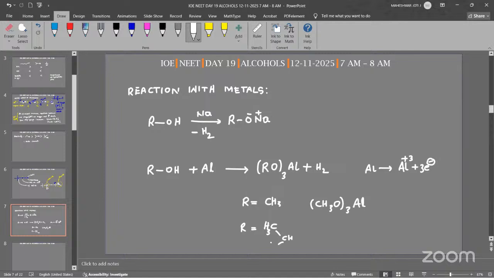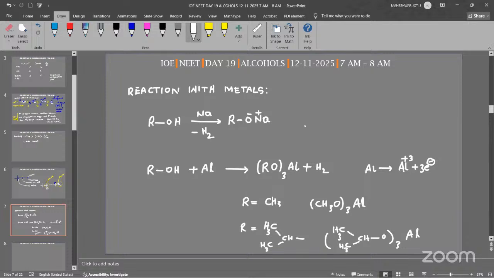CH3, CH3. This is isopropyl. Then it gives CH3, CH3O taken thrice, aluminium. This is aluminium isopropoxide. This is the reaction with the metals. So metals react with alcohols and release hydrogen. Right?